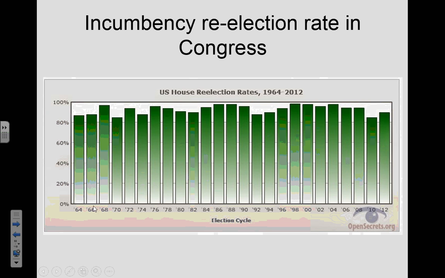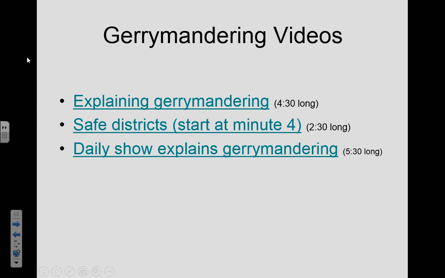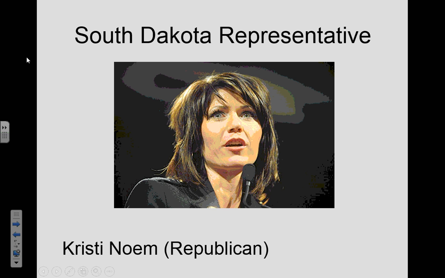This shows the incumbent re-election rate in the House of Representatives since 1964. It's never got below 80. Lots of times it's up at 98, 99%. Usually in the 90s. So if you're in Congress, there's a very good chance that you're going to get re-elected into Congress. We have one member of the House of Representatives, that is Kristi Noem. She represents the entire state. She's a Republican.